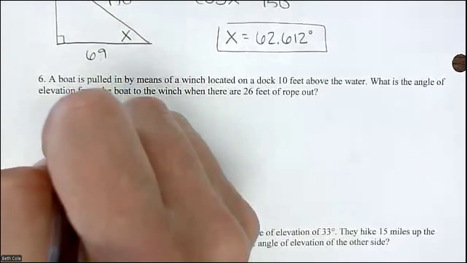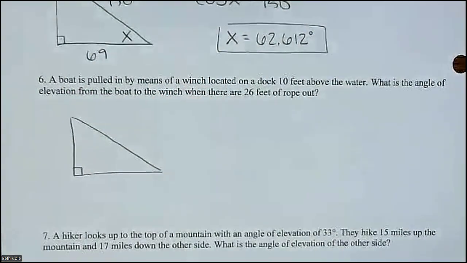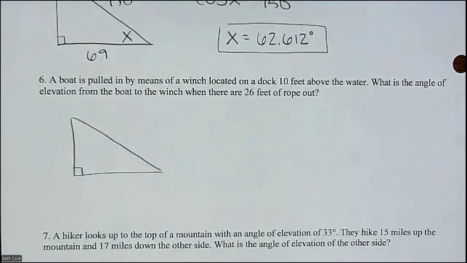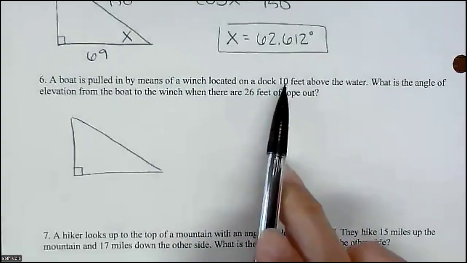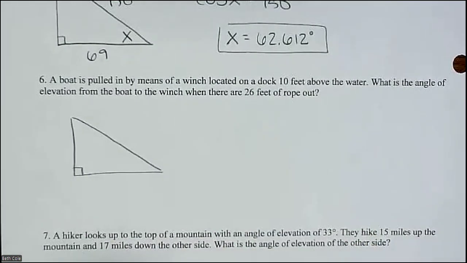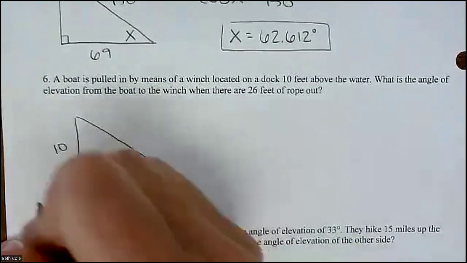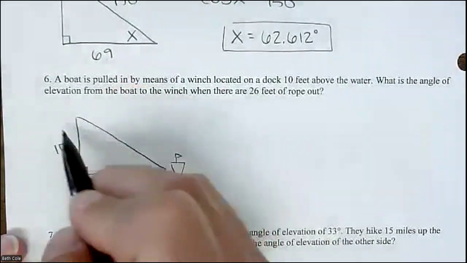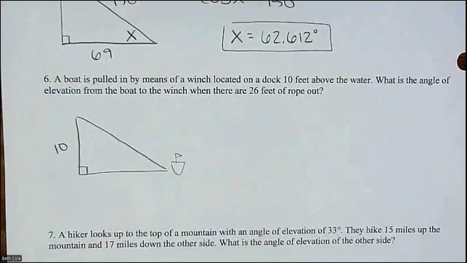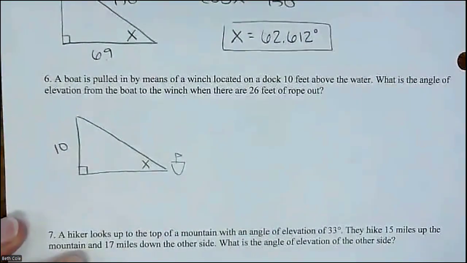All right, a boat is being pulled in to the dock. And the winch is like the thing that reels it in, right? 10 feet above the water. So where do you think the 10 is going to go on your triangle? Vertical part. You have to imagine like this is the water, the boat's in the water, and I can't draw a crank, the thing that wheels it in. Anyway, what is the angle of elevation? That's going to go here.